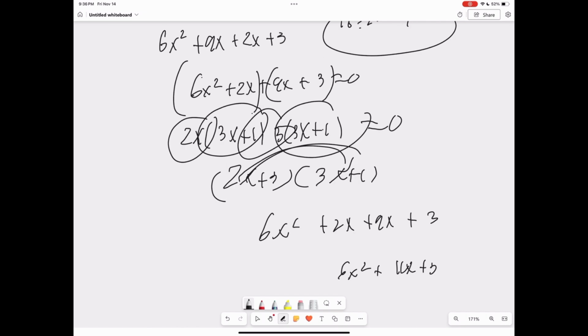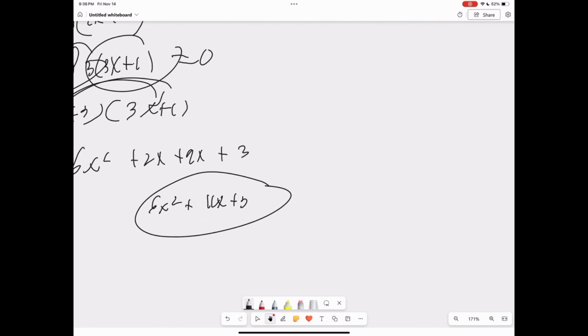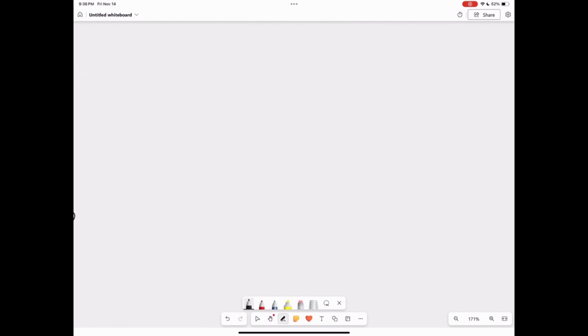Let's try another example. Okay? So 4x squared minus 15x plus 9. Okay. Remember, a times c. Let's start with a times c. So go ahead and try this on your own. Okay, I'm going to try it now. So our a is 4 and c is 9, so a times c is 36, and our b is negative 15. So let's do our method of combinations.